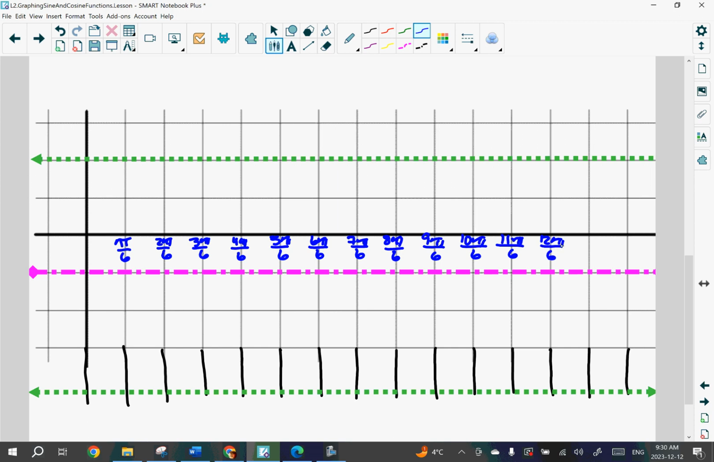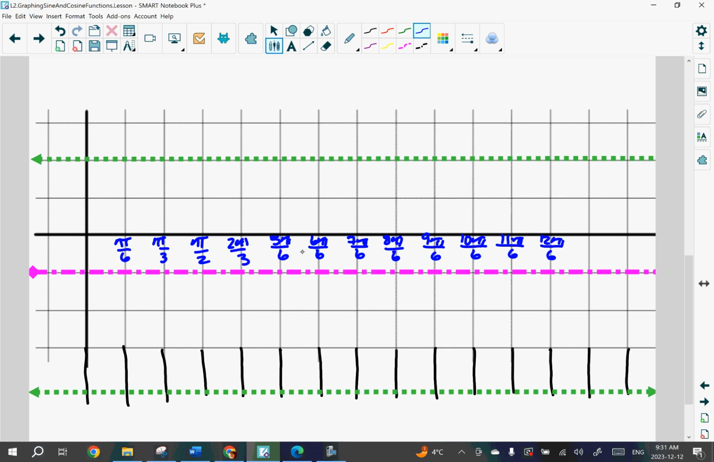Now, that's like you're thinking. I'm going to go back and actually change them into proper fractions now. So 2 pi over 6 is going to become pi over 3 because the 2 divides out. 3 pi over 6 is going to become pi over 2. 4 pi over 6 is going to become 2 pi over 3.